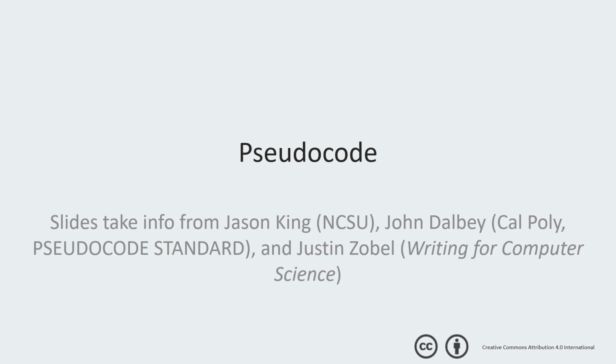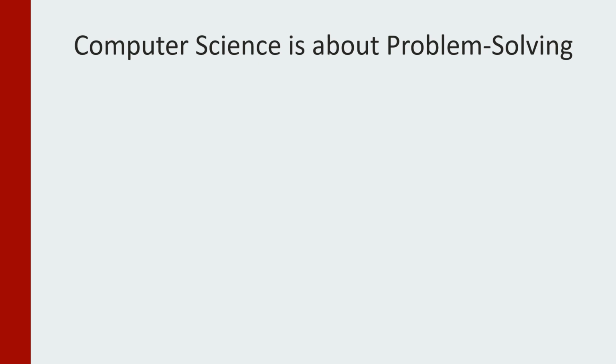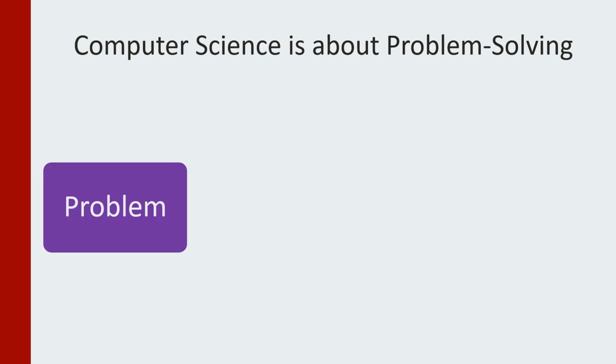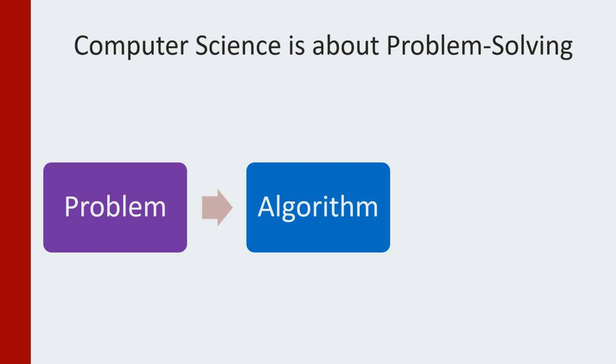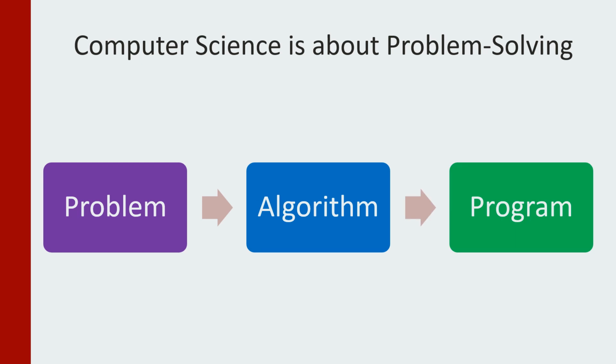Everybody. In this video, I'd like to talk about pseudocode. To understand the purpose of pseudocode, I want to remind you that computer science is about problem solving. There's a specific problem that we really want to solve, and first we think about the parts of that problem and how we would go about writing out steps to solve it. That's the algorithm.